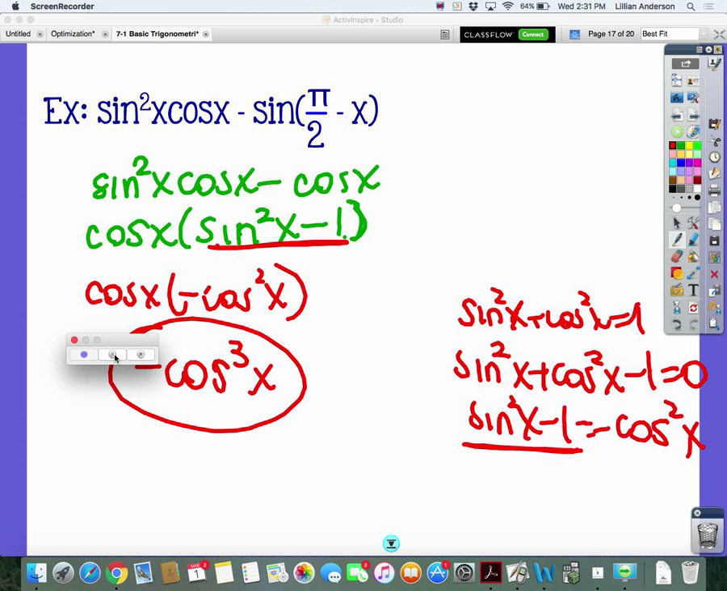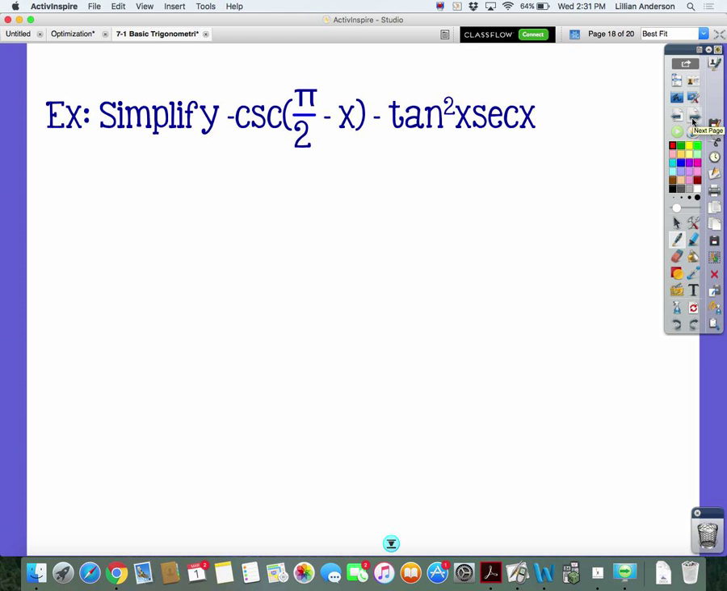Question about the test? All right, let's do another simplifying one. Here's another one.